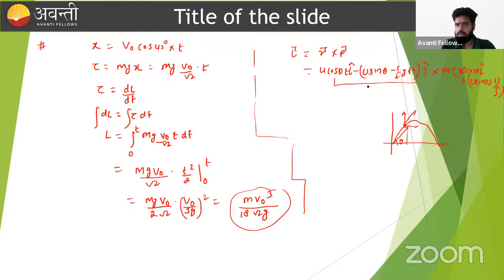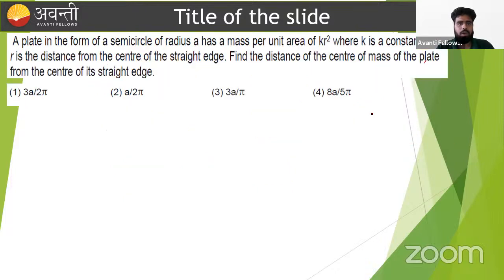So if we find the cross product like this, i, j, k, and put the values here: u cos theta into t, u cos theta; the coefficient of j is u sin theta t minus half gt square, and here u sin theta minus gt. Find the value of r cross p, then we will get the direct answer. There are two ways to solve the problem. You can adopt any one. Let's move to the next question.